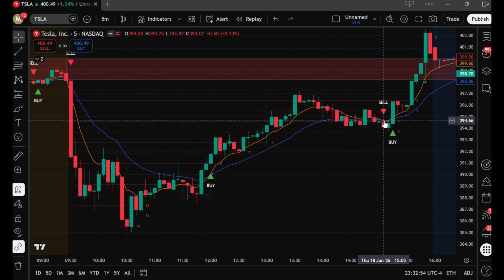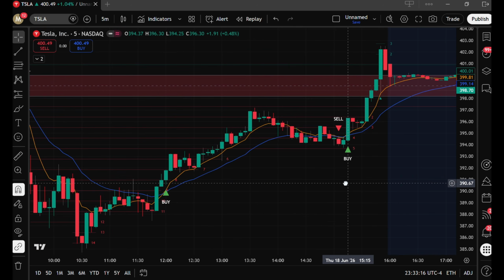When the 8 EMA crosses above the 21 EMA, momentum may be shifting bullish, as you can see right here. Once it crosses upwards, it's bullish. When the 8 EMA crosses below the 21 EMA, the momentum is saying, hey man, it's bearish, it's going down. Now, I don't buy or sell just because of a crossover. I use it as information and confirmation.